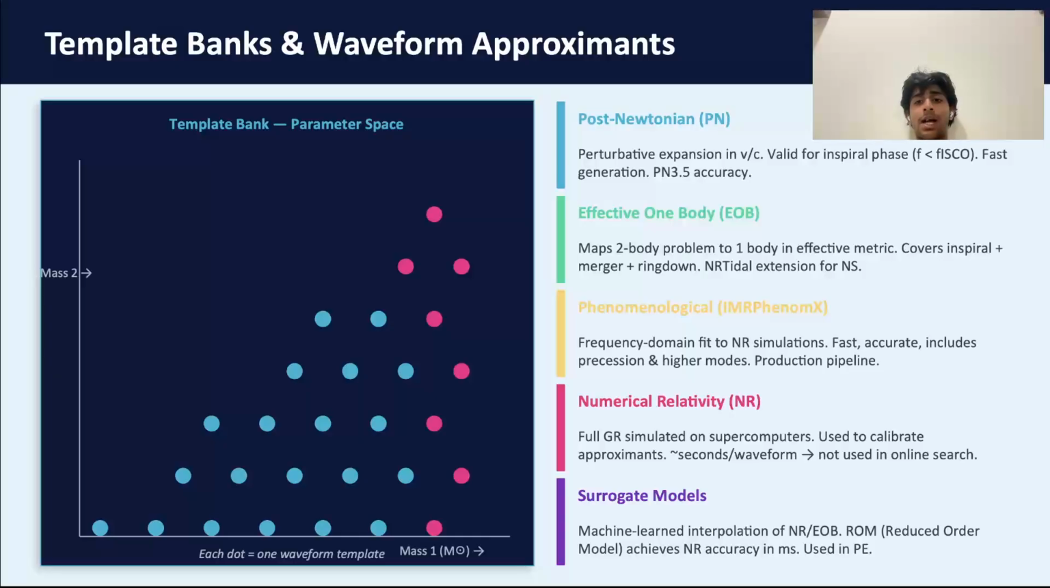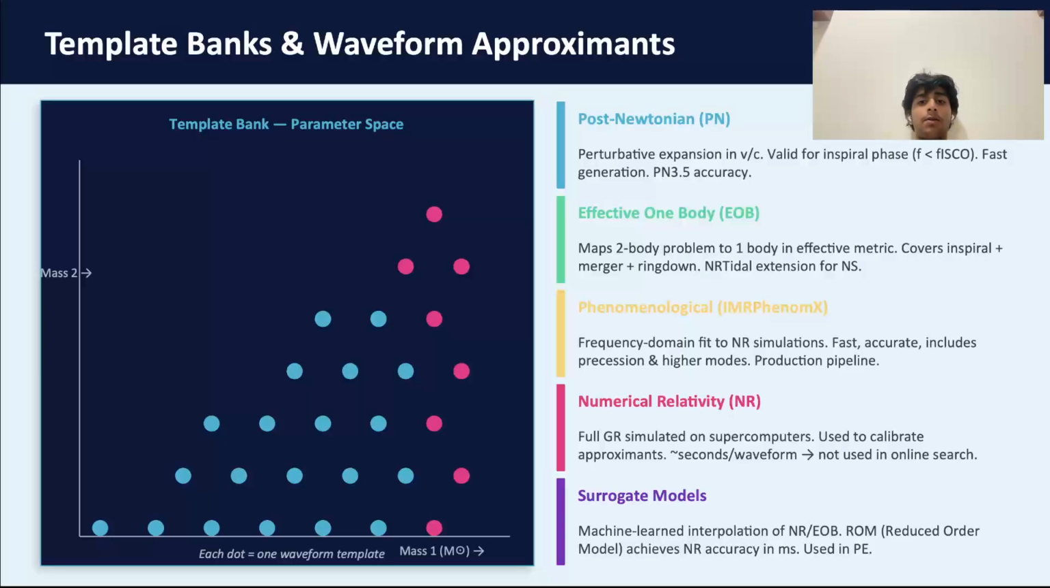Now this bank guarantees a minimum match of 97%, which means no source loses more than 3% of its optimal SNR wherever it falls in the parameter space. Now there are five families in these template banks. First is the post-Newtonian one, which expands Einstein's equation in orbital velocity and is accurate for early inspiral. Next comes the effective one body, which maps the two body problem into one particle in an effective metric, which is valid into the merger.